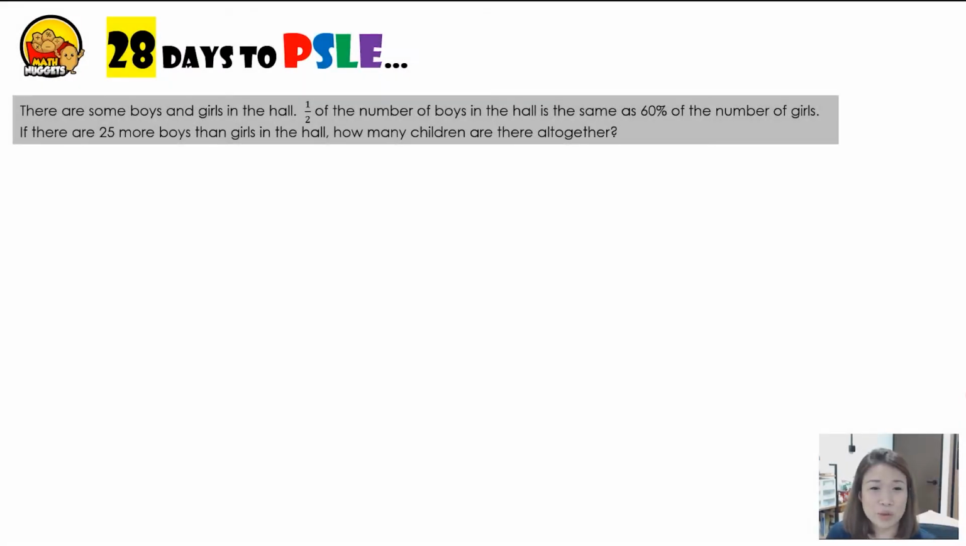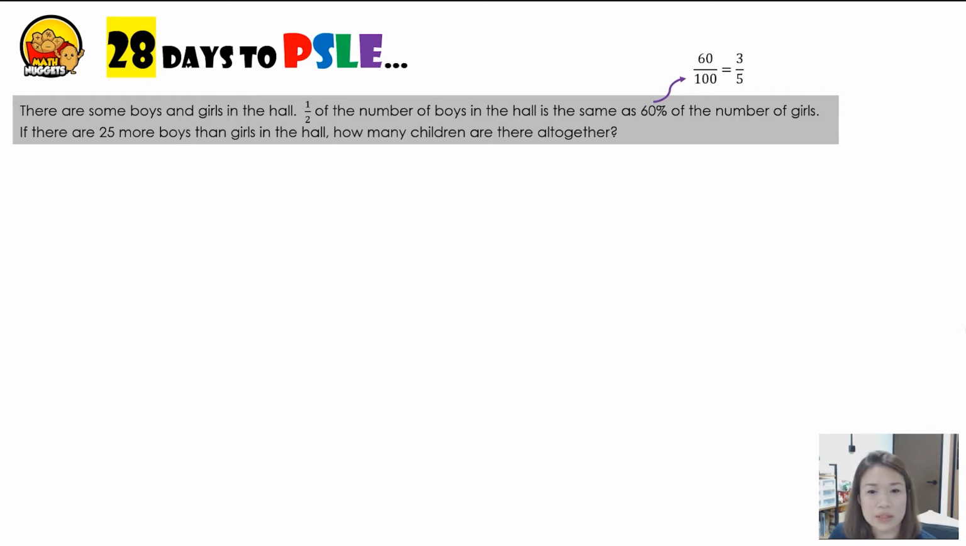Hi! So today, 28 days to PSLE. Let's read the question. There are some boys and girls in the hall. Half of the number of boys in the hall is the same as 60% of the number of girls. If there are 25 more boys than girls in the hall, how many children are there altogether?